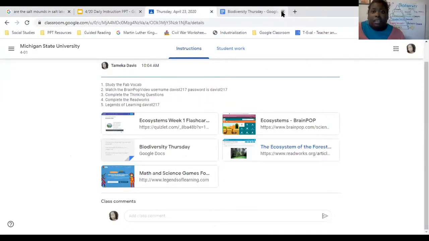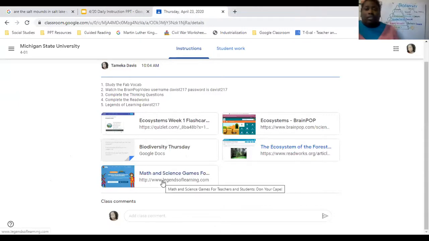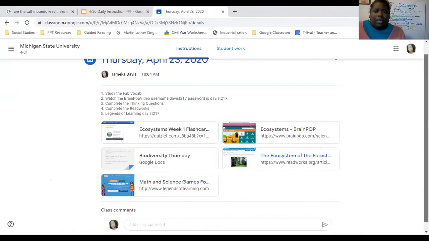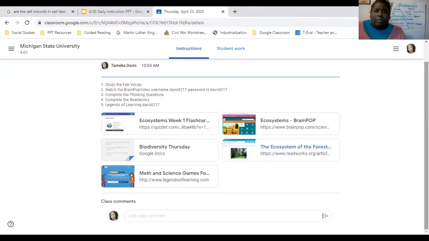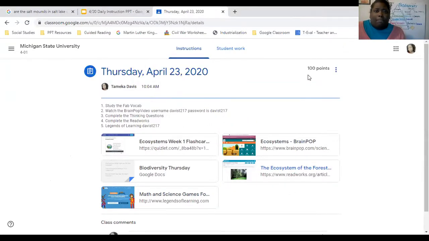I did put Legends of Learning in here in case you wanted to play one of the science games. I do have them in here for you. One, you build your own ecosystem. One, you build up an ecosystem. And the other one is talking about food chains and food webs, which we're going to talk more about next week. We may talk about them tomorrow, but that is it.